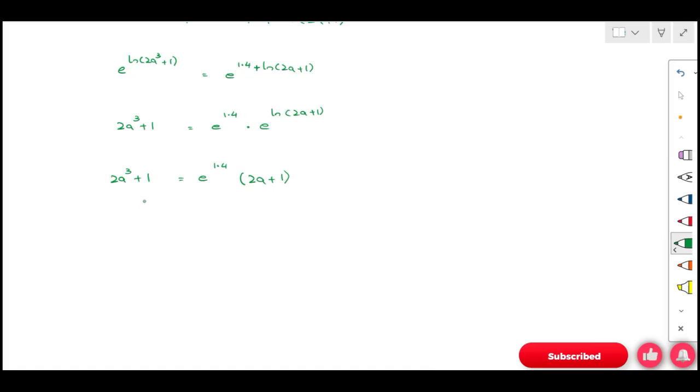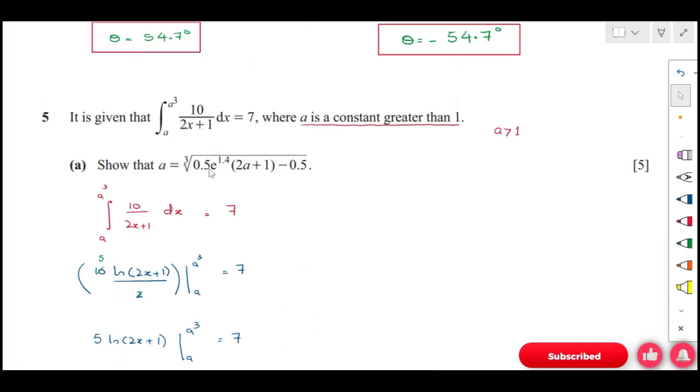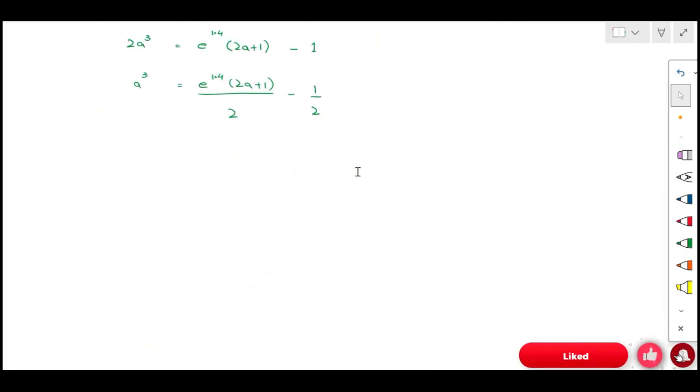Yes, okay. Now 2a cube is over here, subtract 1, e to the power 1.4 into 2a plus 1, and let me subtract 1 on both sides and then divide by 2. A cube is e to the power 1.4 into 2a plus 1. This divides by 2 and minus 1 divides by 2. Okay, so 1 by 2 is 0.5. Yes, these two are 0.5. So a cube equals 0.5 e to the power 1.4 into 2a plus 1, and 1 by 2 is again 0.5.